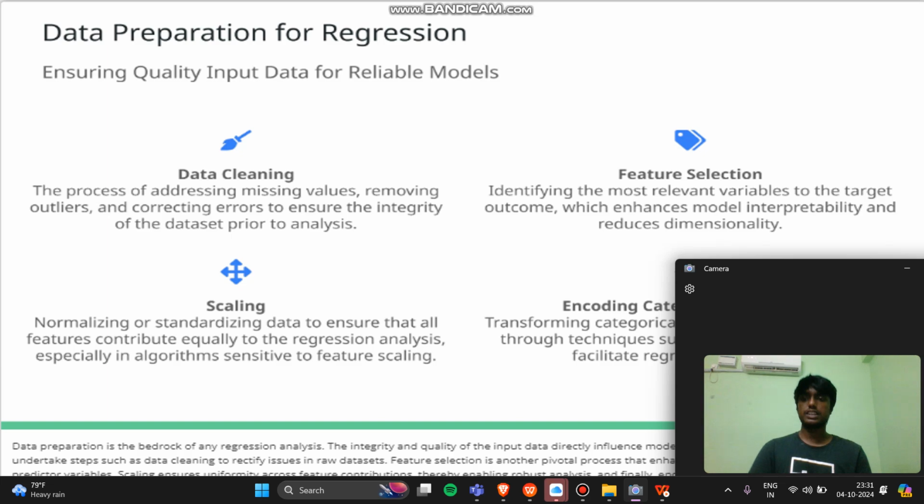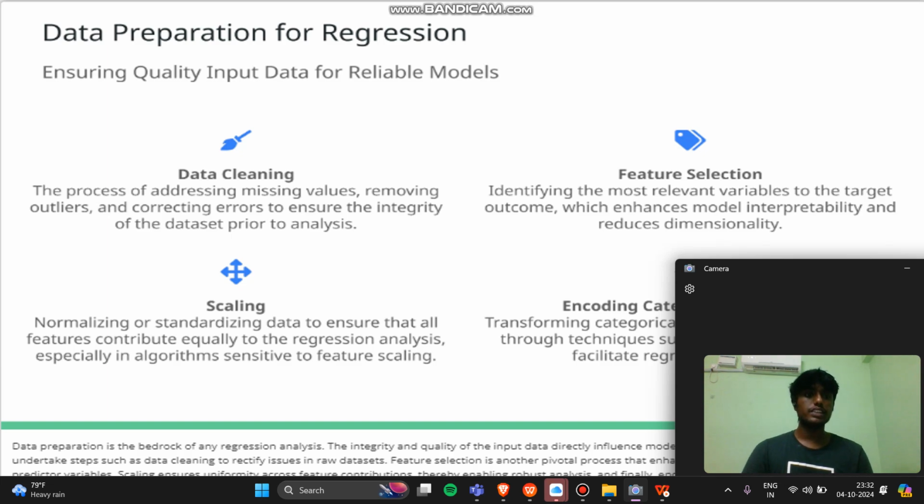Data preparation for regression. The data preparation is used to ensure quality input data for reliable models. So what are the data preparation steps? They are data cleaning, feature selection, scaling, and encoding categories. Data cleaning: the process of addressing missing values, removing outliers, and correcting errors to ensure the integrity of the dataset prior to the analysis.